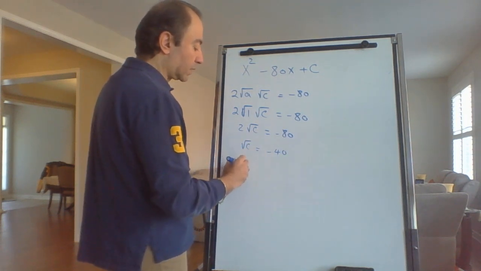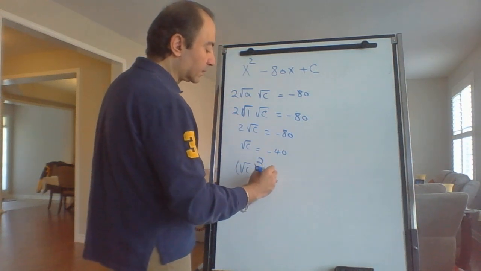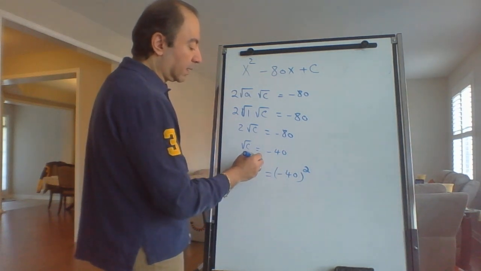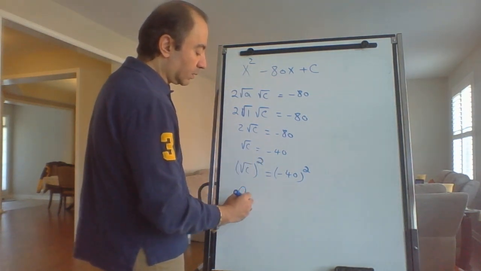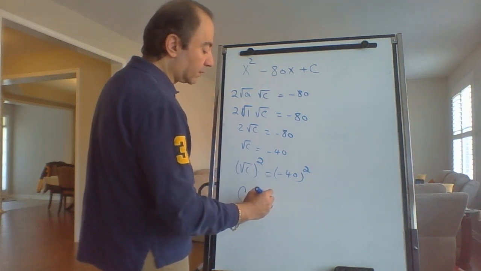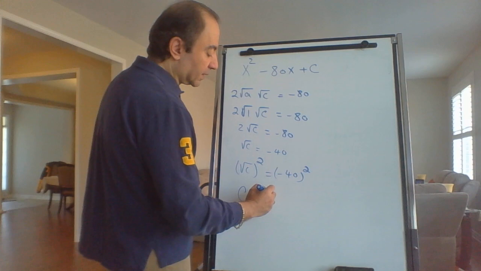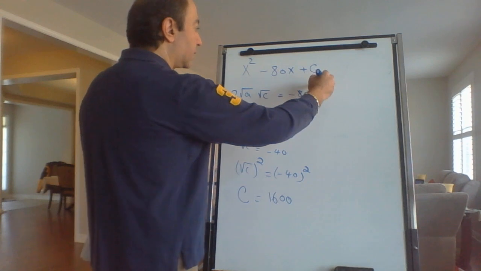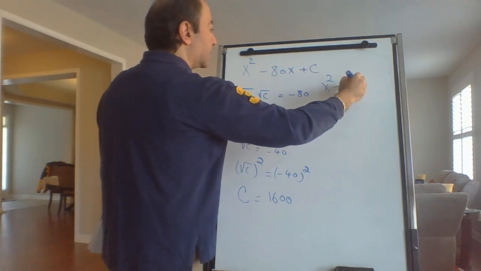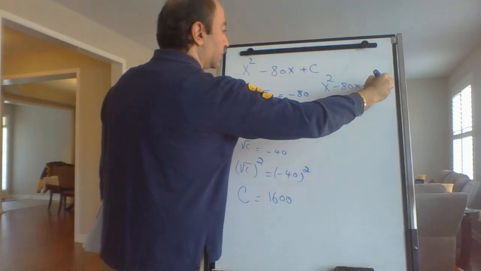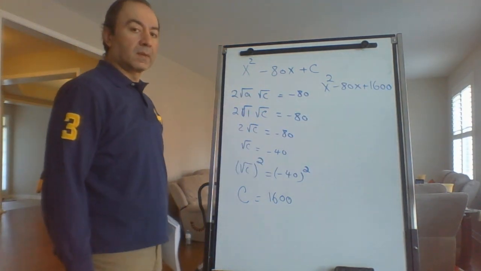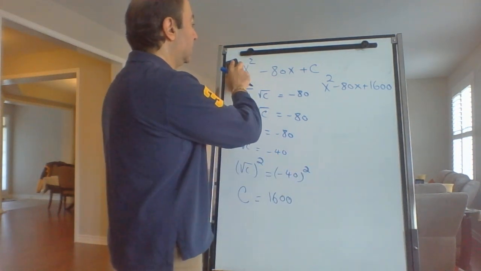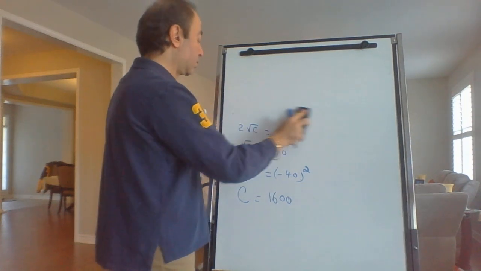Then to get rid of the square root, we square both sides. When we square both sides, the square and the square root cancel out. So C will equal negative 40 times negative 40, which is negative times negative is positive, which is 1600. Okay, so this is a perfect square if it is 1600. So this is the answer for number 2. I hope that I answered your question, Emma.